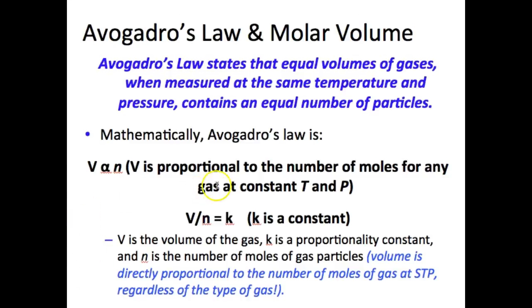Avogadro is stating that volume is proportional to the number of moles for any substance at a constant temperature and pressure. So it's important that you have this constant temperature and pressure. It doesn't necessarily have to be STP, but as long as you have the same temperature and the same pressure, the volume will be proportional to the number of moles.